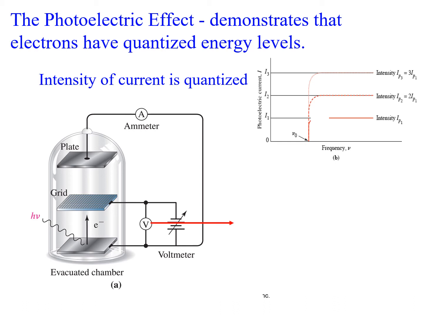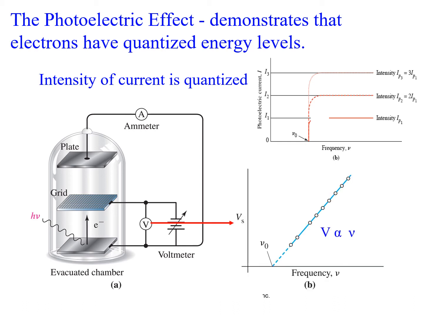And so we can measure the voltage, and we can see that the voltage, as measured across that current, is proportional to frequency. We have frequency on the x-axis and voltage on the y-axis. We can see a linear relationship between voltage and the frequency. We say that they're proportional.